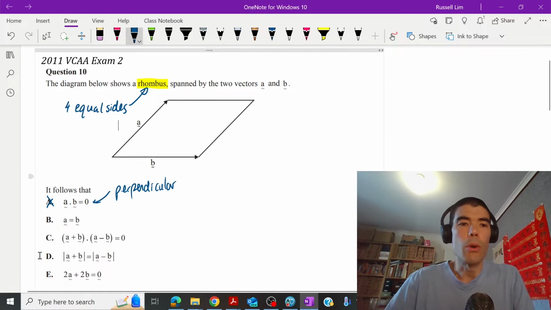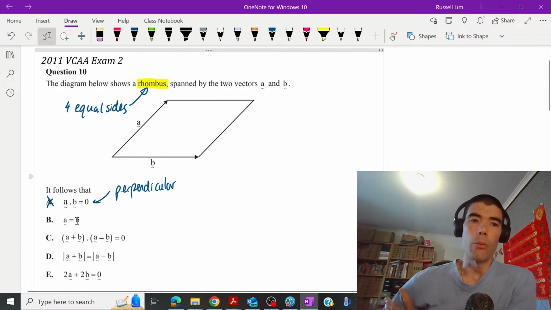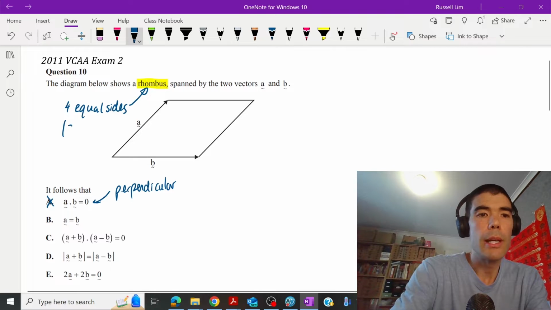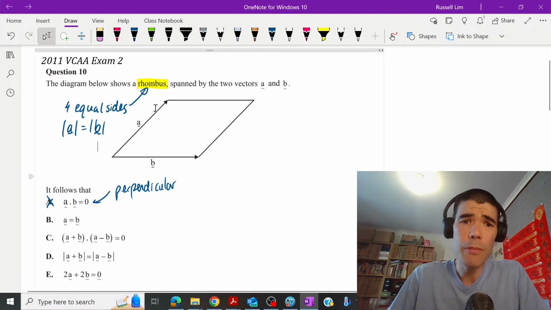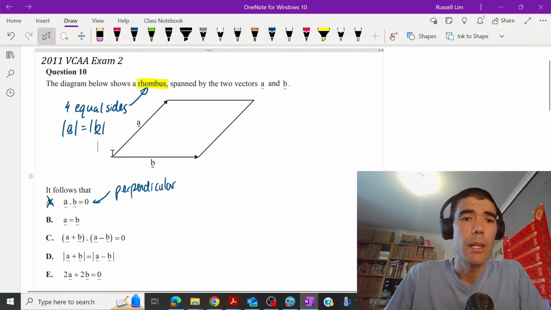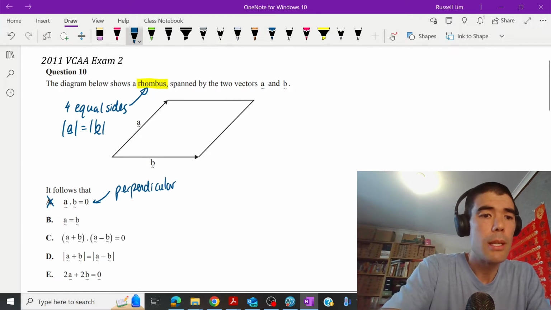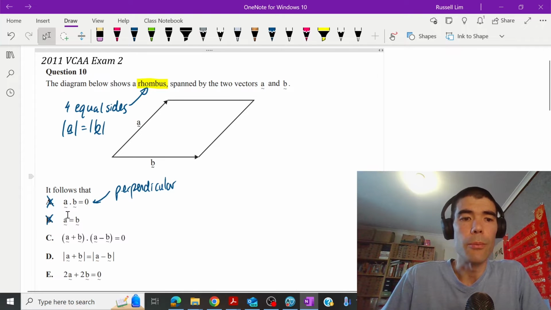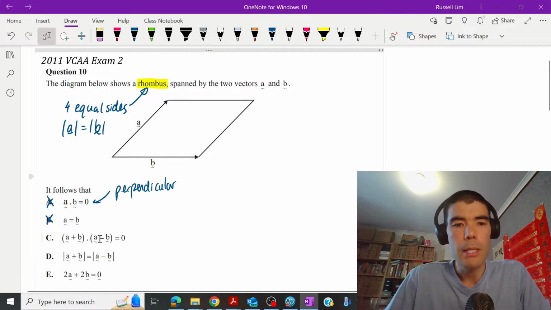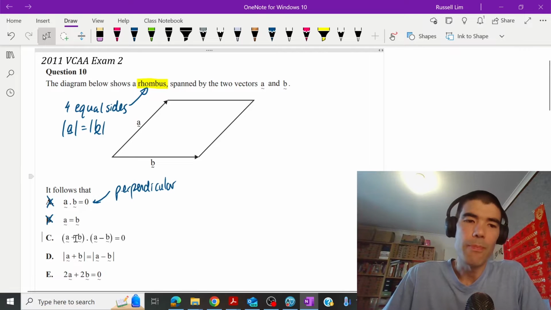A equals b? A rhombus is a four-sided shape with four equal length sides. So you might think then a is equal to b, but we can say the length of a is equal to the length of b. But that does not mean that vector a is equal to vector b. In fact, from the diagram, clearly a is not equal to b in terms of a vector because they're not parallel. So, no. C, we've got this dot product between a plus b and a minus b. We'll come back to that one.